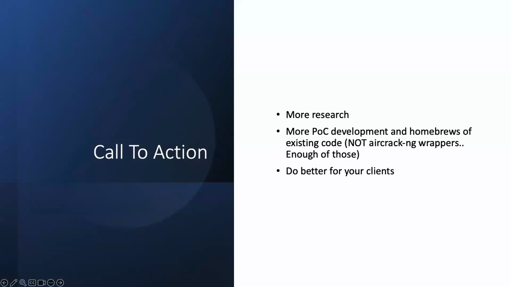Last thing I have for everybody that's attending is a call to action. We need more research, more proof of concept development, and homebrews of existing code. Not everything has been maintained that's been put out there, and not everything that has been identified with a vulnerability has any kind of proof of concept code. We need to be developing code and toolkits for this stuff. That way we can actually leverage it, just like we would for vulnerabilities on an internal engagement. And overall, do better for your clients. There's way more that you can be approaching in your engagements, whether it's a red team op or a pen test. You just need to do better. With that, that's the end of my presentation, and I guess we'll open it up for questions.